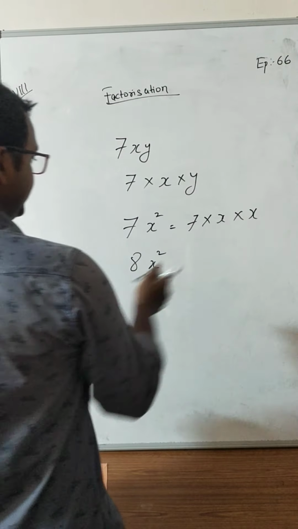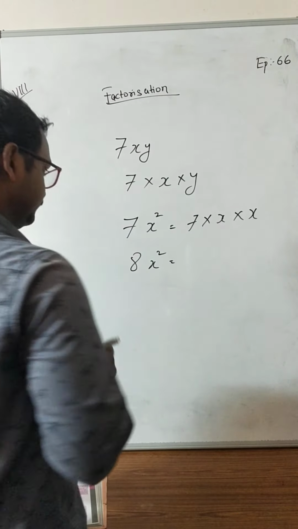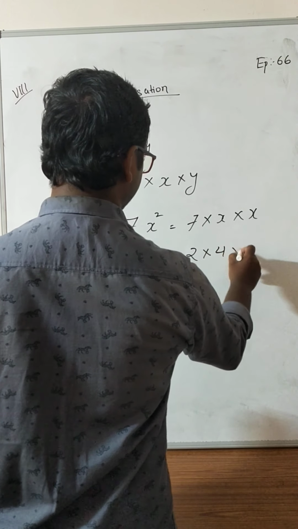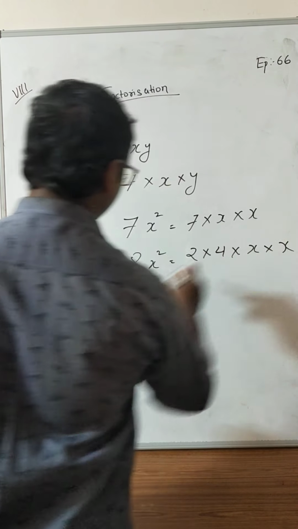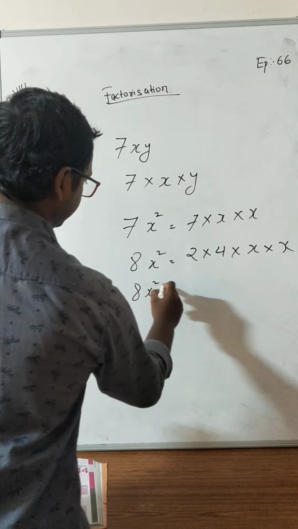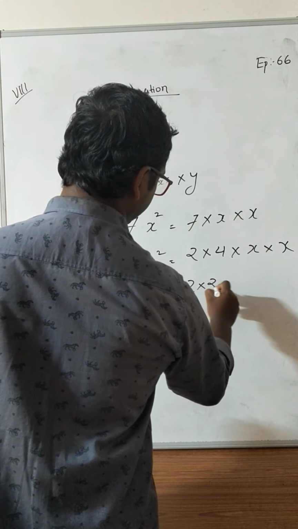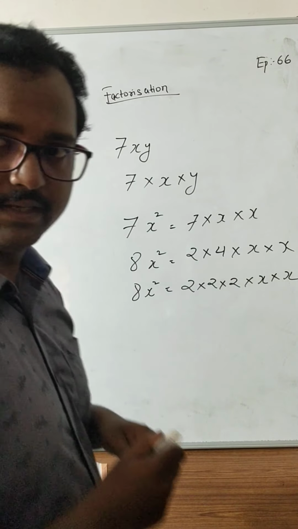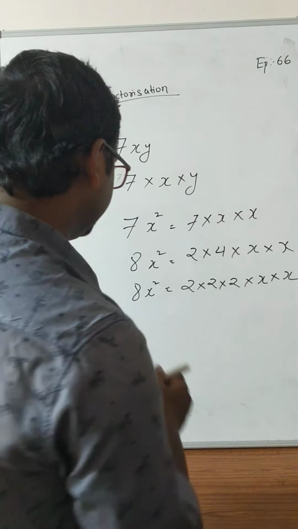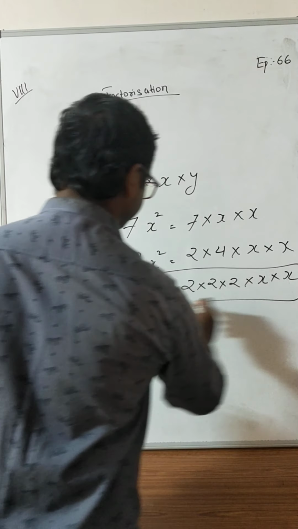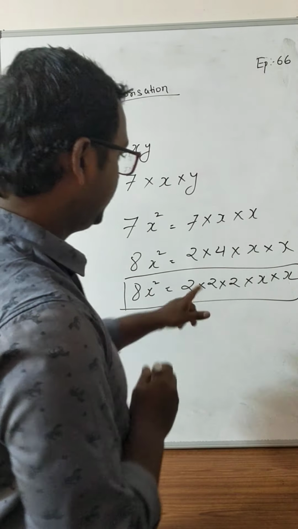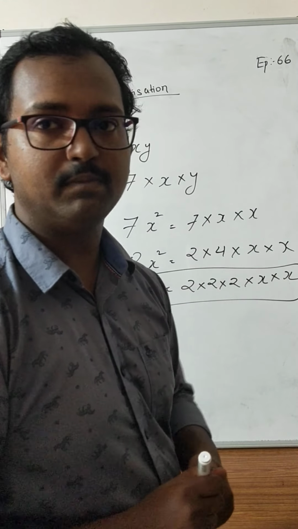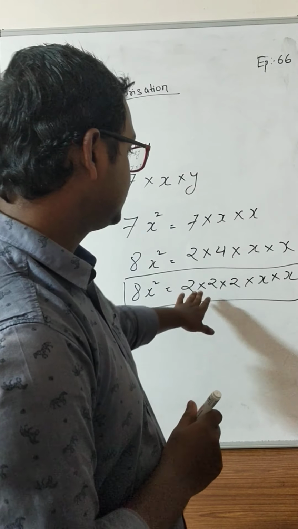So what is 8? I can write 8 as 2 into 4 into x square, which is x into x, or I can write 8x square as 2 into 2 into 2 into x into x. Both are right, but the best one is the second, because here we get to know the number of times 2 is multiplied with itself. So this is the best one.